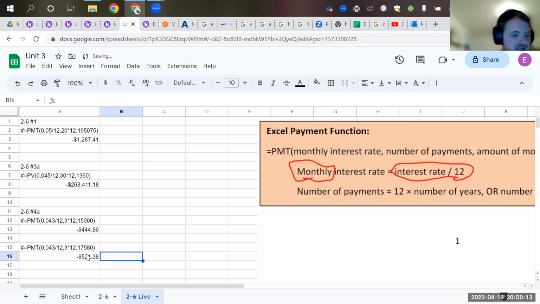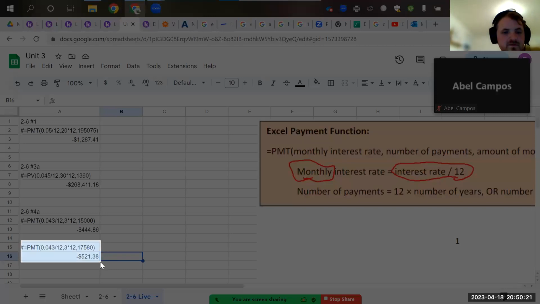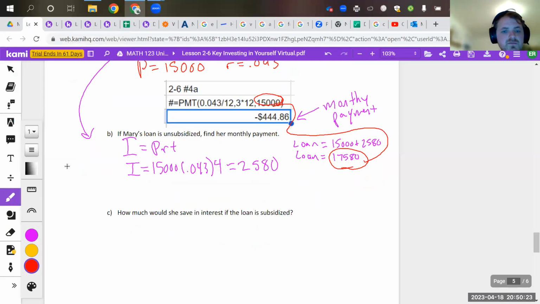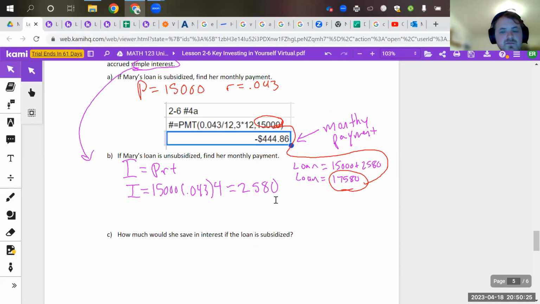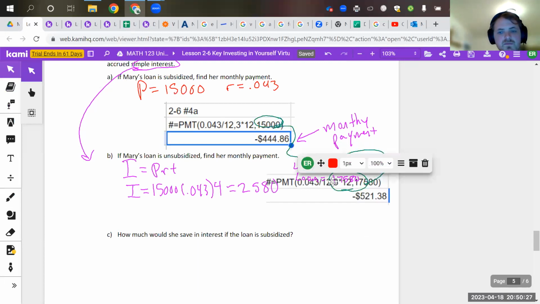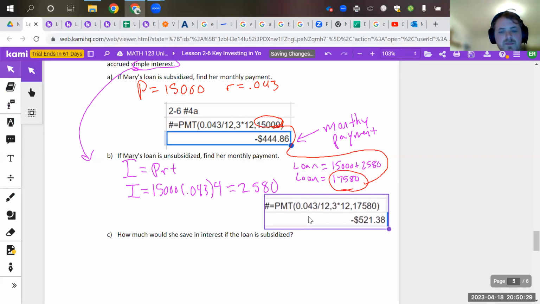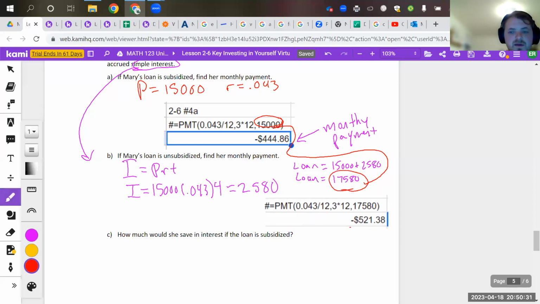Giving her a monthly payment of $521.38. So her monthly payment is $521.38. Okay.